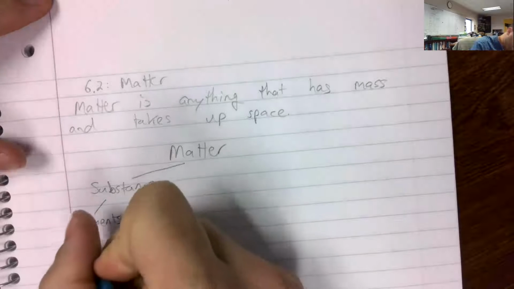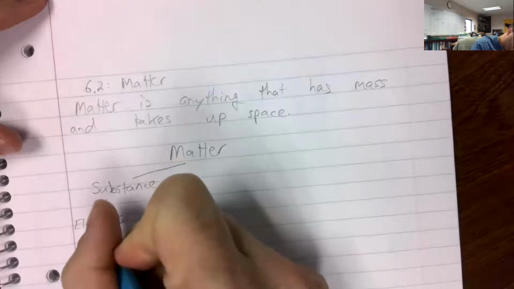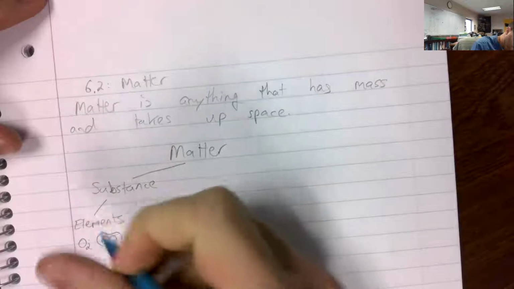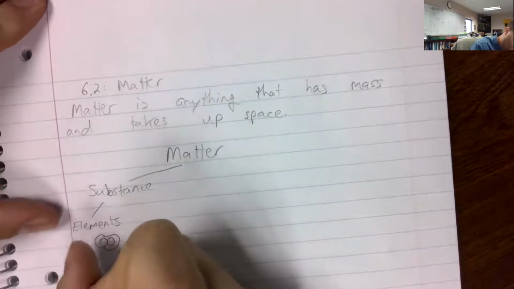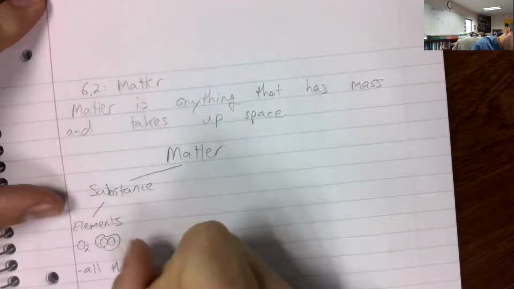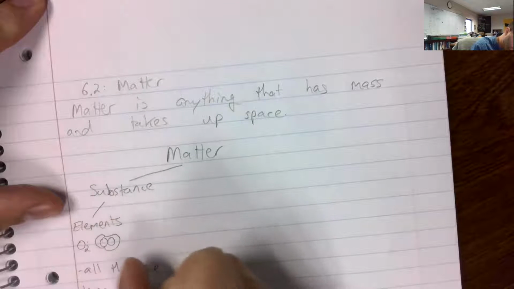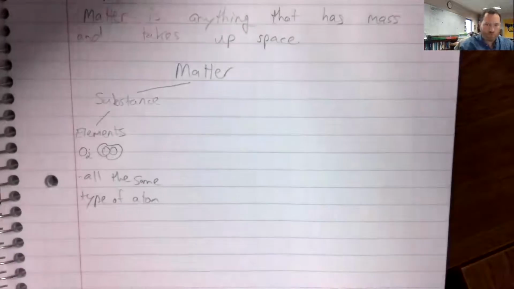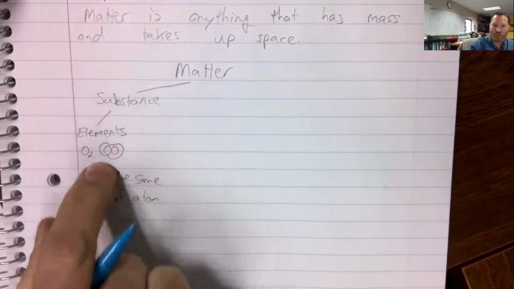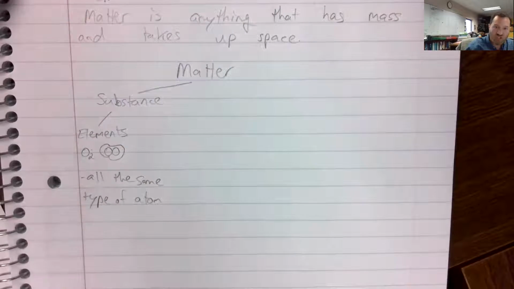elements, like oxygen. Now here's the trick to oxygen, all the same type of atom. Oxygen, O2, elemental oxygen, is two oxygens together. There we see it, there's two of them. So it doesn't just mean one atom.